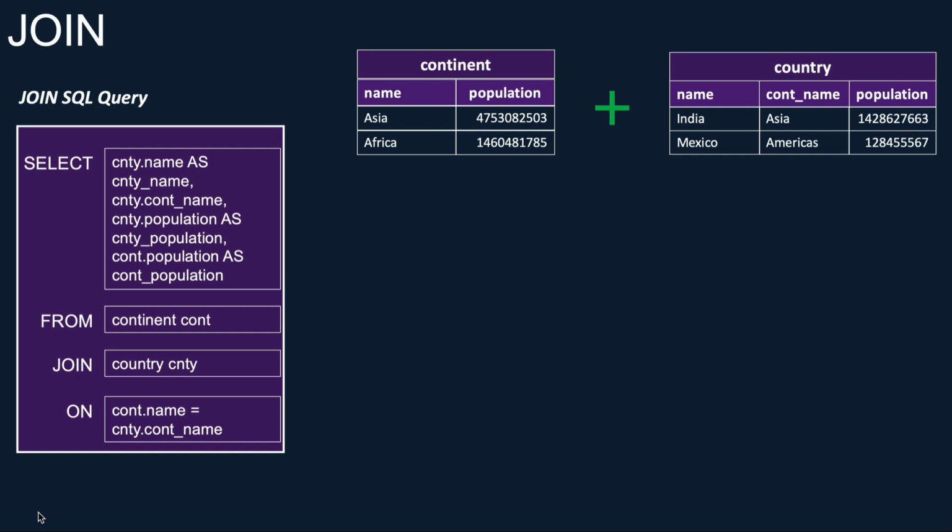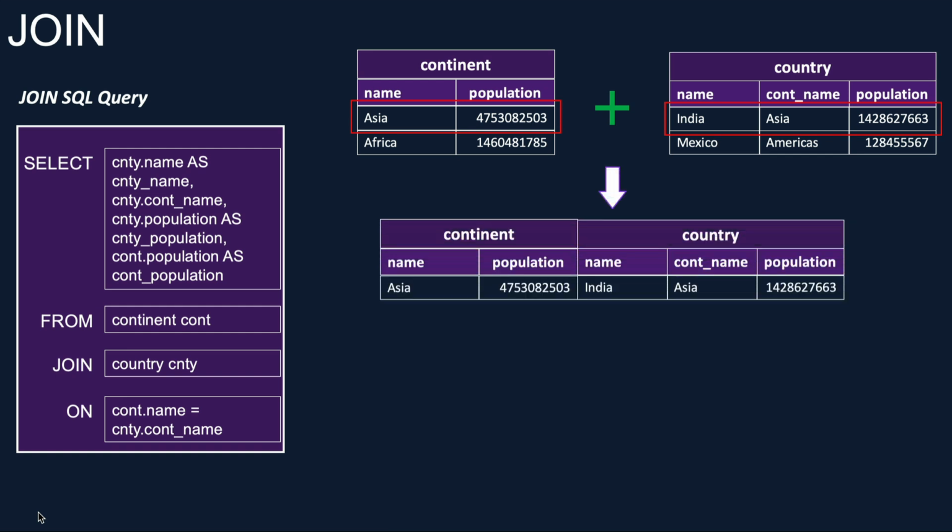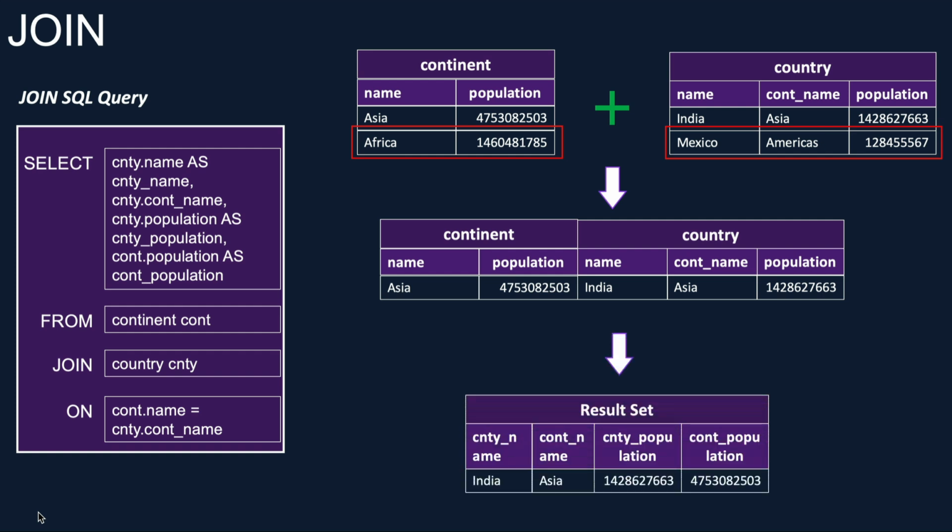So what happens when you run the join between these two tables? Similar steps are followed. The database engine matches the records from continent with country using the continent name column. For the first record, there is a matching record in both tables, so that's returned to the result. But the first record in the continent doesn't match with the second record in country. Also, the second record in the continent doesn't match with either the first record or the second record in the country table. So they're both excluded. And the result is returned with only one record that relates to India.